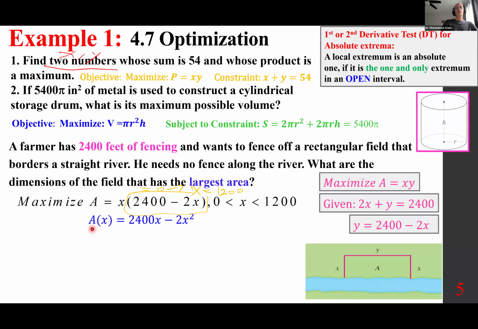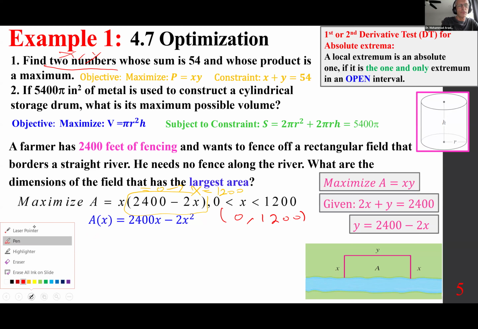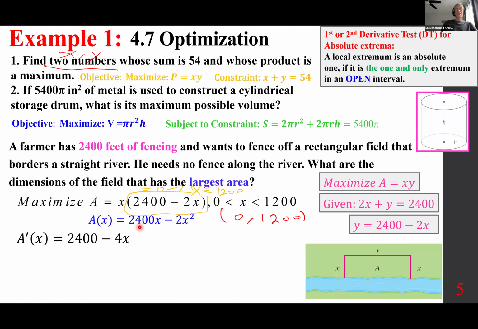That's the area. And notice from A, we're going to write A of x now because it's a function of one variable. So your domain is an open interval of 0 to 1200. So how do we maximize or minimize? We look for critical points, meaning differentiate. 2400 minus 4x, set it equal to 0, and the critical point becomes 600.